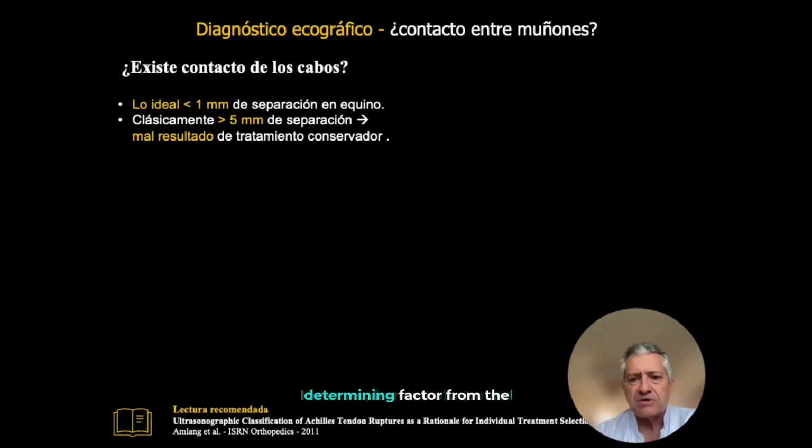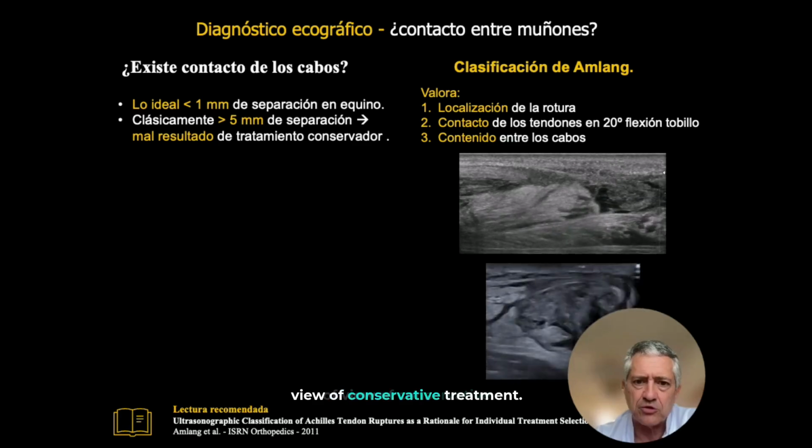But probably the most determining factor from the point of view of the ultrasound study is knowing whether there is contact between the stumps in the rupture area or not. It should be noted that the closer the stumps are, and in this sense the ideal would be less than 1 millimeter of separation, especially in ankle flexion, the result will be better, in conservative treatments especially. Not so if there is a separation of the stumps even of more than 5 millimeters in flexion. We know that the results are quite worse from the point of view of conservative treatment.